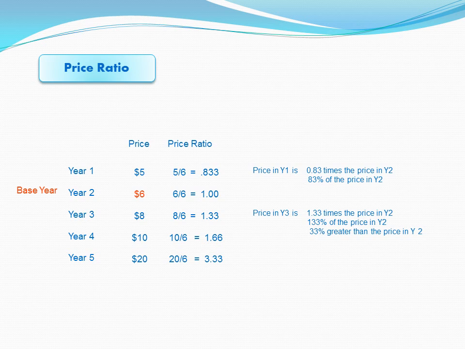See, prices in year 4 are 166% of the prices in year 2. They've gone up by 66%. And in year 5, they've gone up sufficiently so that they've more than tripled. The prices in year 5 are 3.33 times the prices in year 2, 333% of the price. So prices have increased 233%. 100% for its base year $6, and then 233% increase over that period.